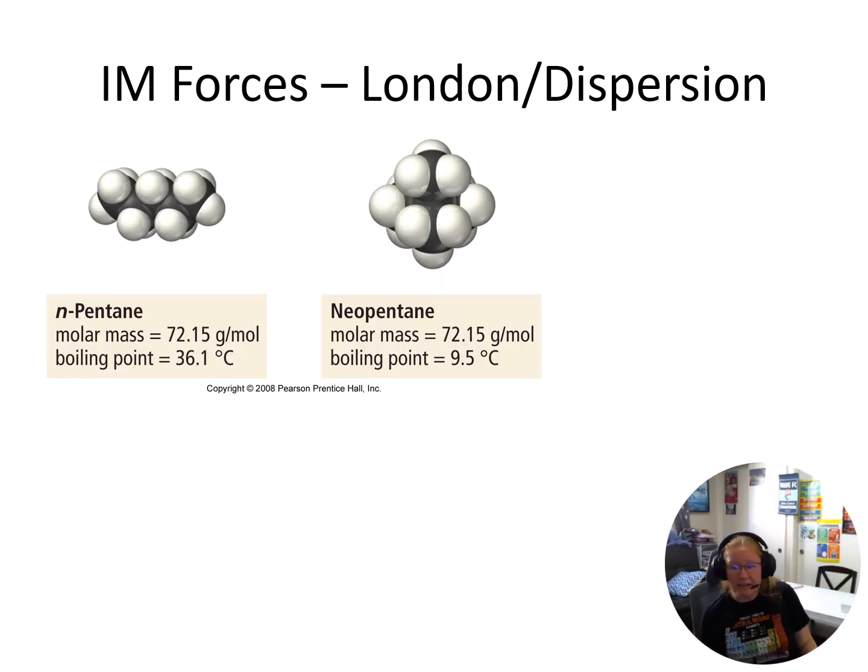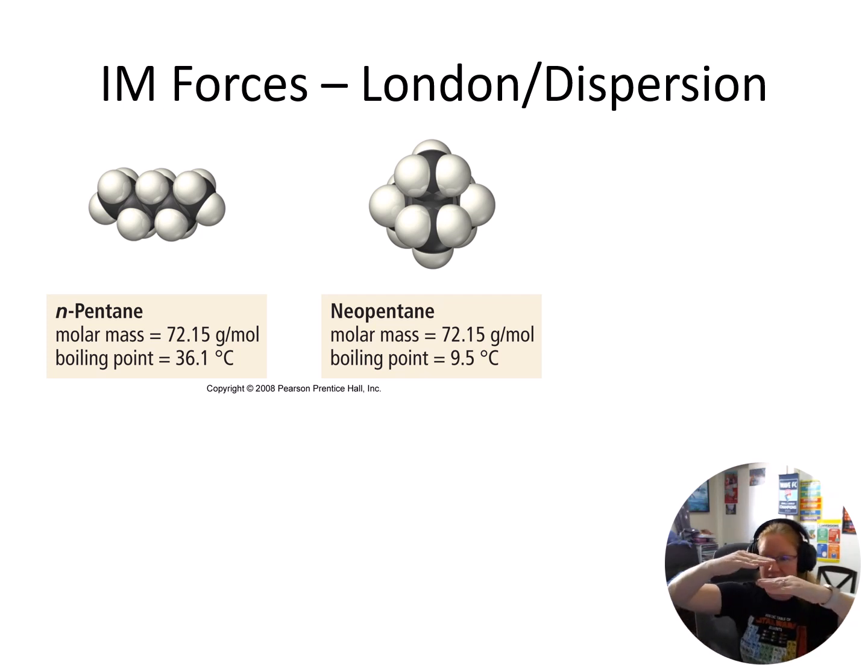We can compare this even in something that has the same formula. So two isomers, n-pentane and neopentane. These are isomers of each other. They have the exact same number of carbons and hydrogens. But n-pentane has a boiling point of 36.1 degrees Celsius, where neopentane is only 9.5. Why is this? It's the size of the actual molecule itself. n-pentane is a straight chain hydrocarbon, so it's longer, whereas neopentane is a ball.